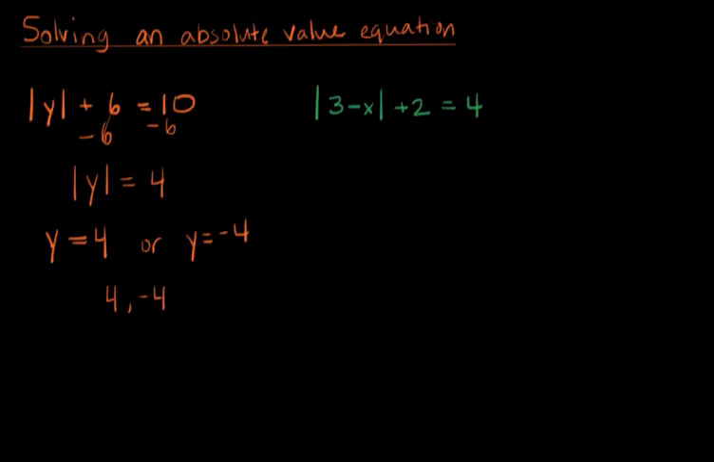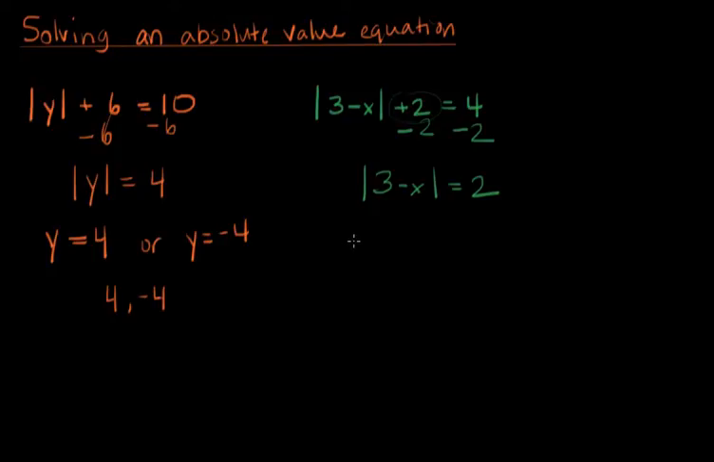Now let's take a look at the green equation. In this green equation, things are getting a little bit more complicated, but the first step is still the same. We need to get the absolute value part by itself on one side of the equation. So we need to get rid of this plus 2. So we get rid of plus 2 by subtracting 2 from both sides. So the absolute value of 3 minus x is equal to 2.